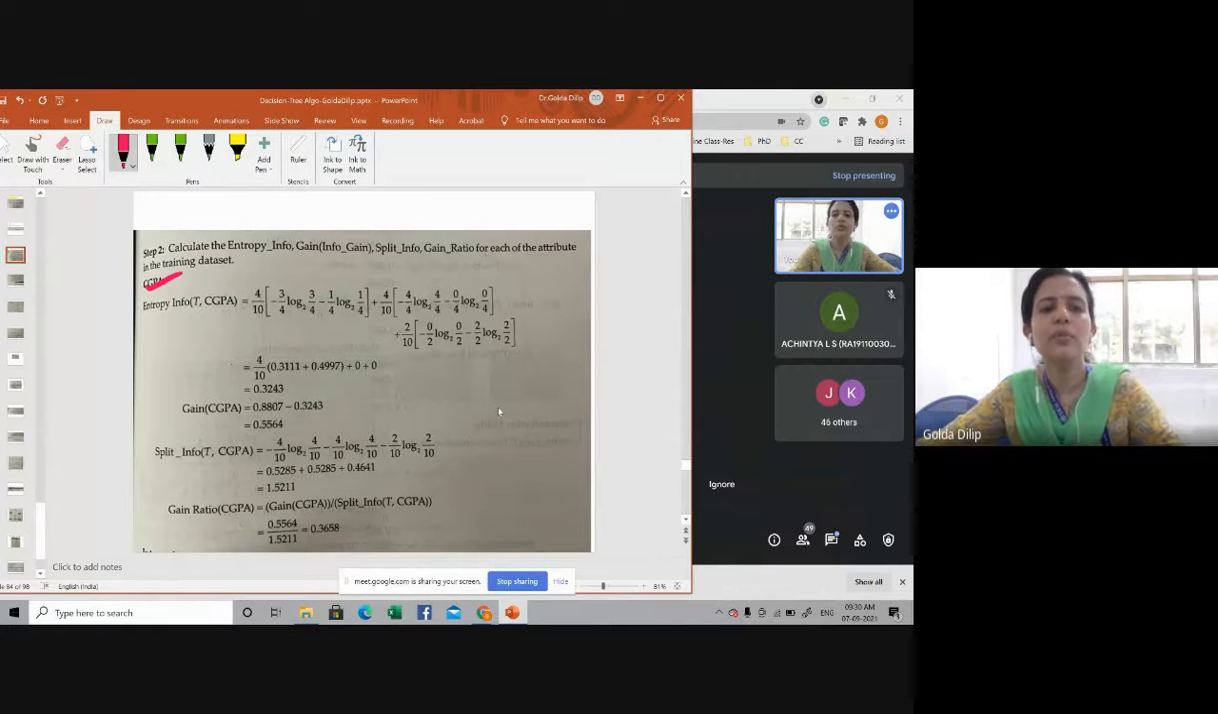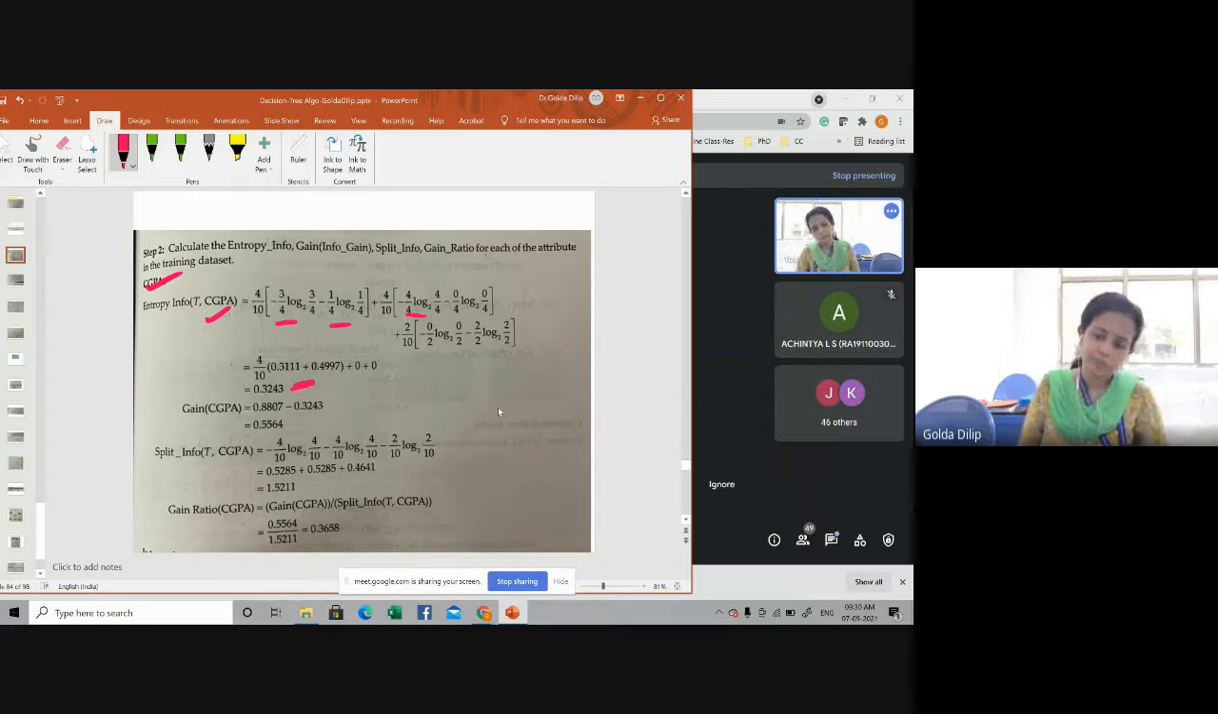So first you compute the entropy information for CGPA. How do you get this? All is 3 by 4, 1 by 4. In yesterday's ID3 algorithm, I had actually demonstrated how you get it. Do you remember? It's the same. This is the same as what you had in your ID3. How do you get this 3 by 4 and 1 by 4?